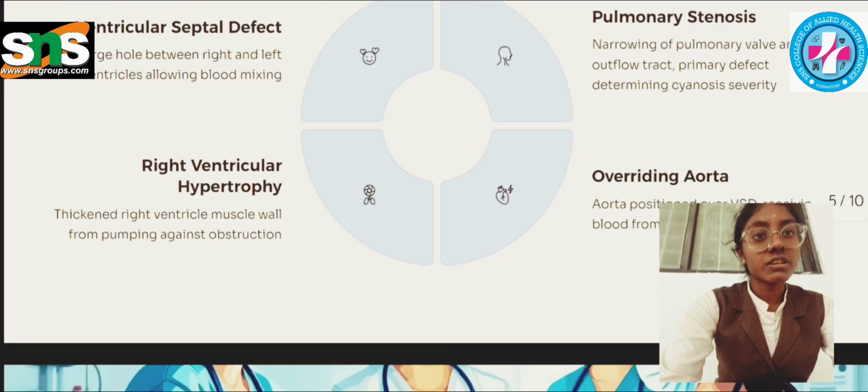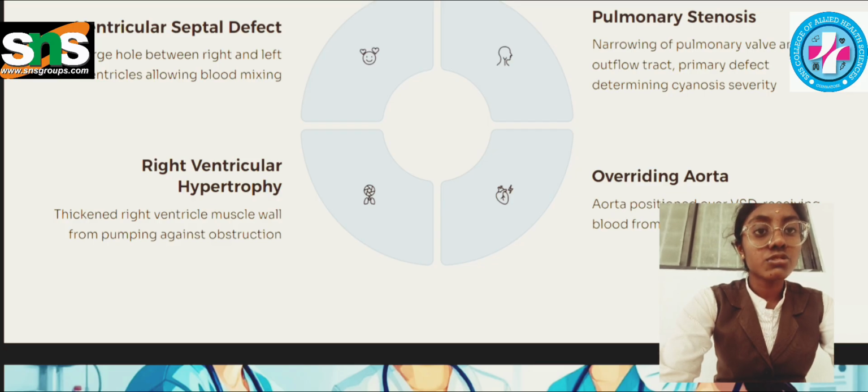The 4 defects of Tetralogy of Fallot are: the first defect is ventricular septal defect, a large hole between the right and left ventricles allowing blood mixing. In this ventricular septal defect, the hole between the right and left ventricles allows blood to mix. Second is pulmonary stenosis.